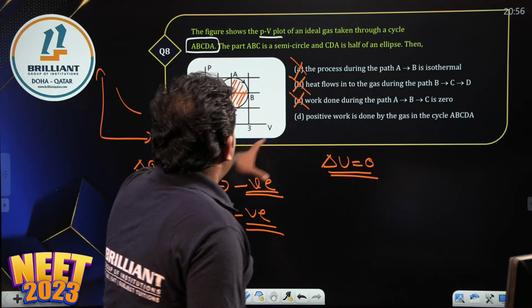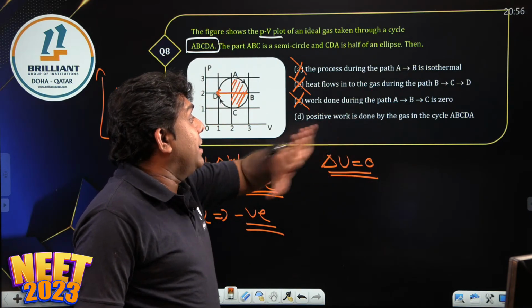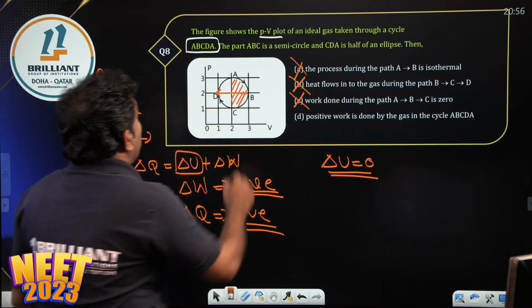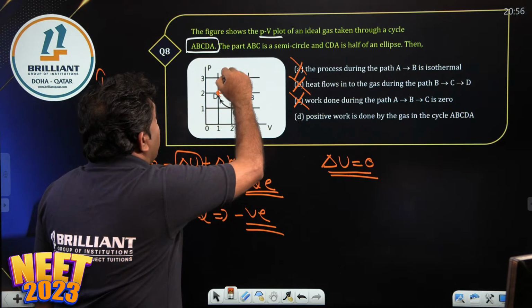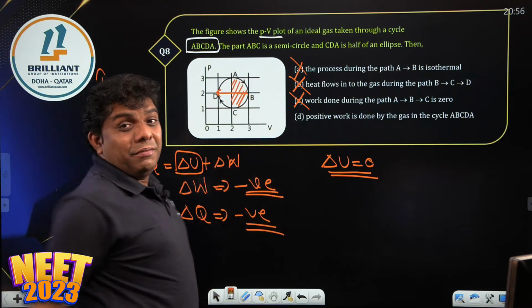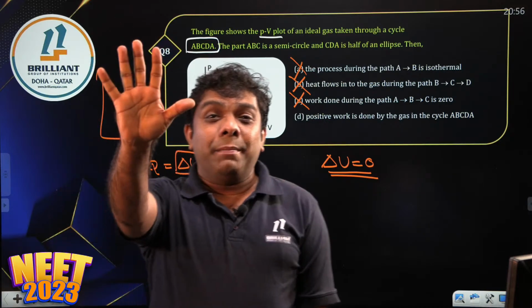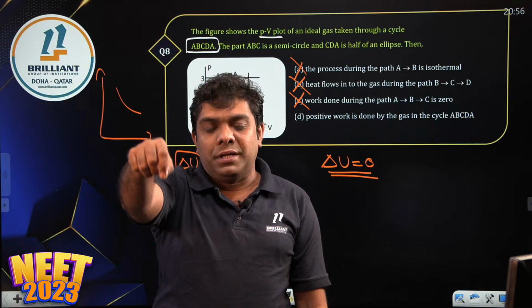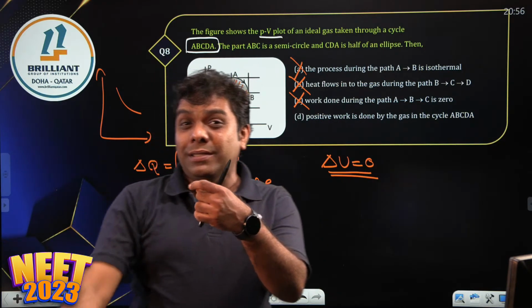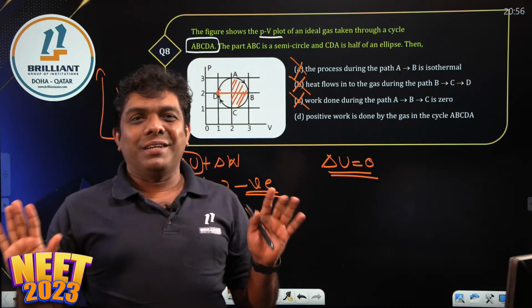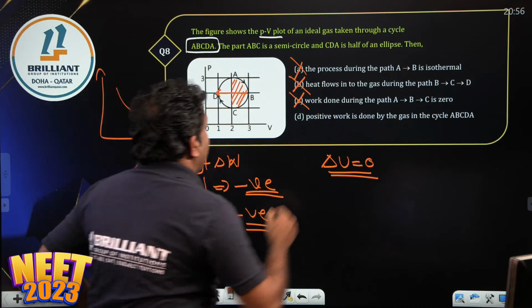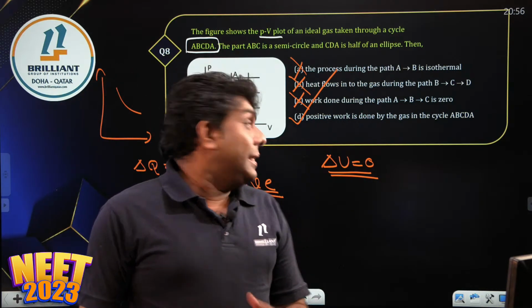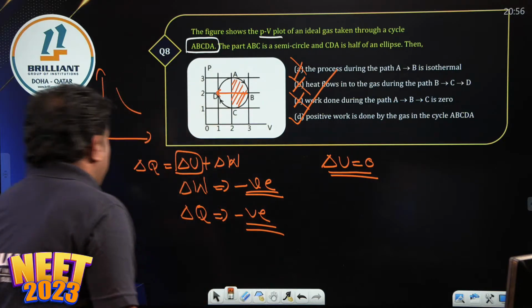And now the next one: positive work is done by the gas in the cycle ABCDA. In the process ABCDA, the process is clockwise. We studied that if a thermodynamic process is clockwise, the work done is positive. If a thermodynamic process is anti-clockwise, the work done will be negative. So the right answer is option D: positive work is done by the gas in the cycle ABCDA.